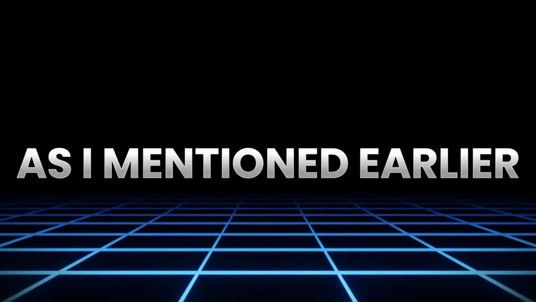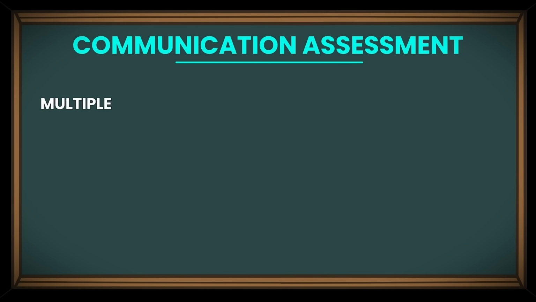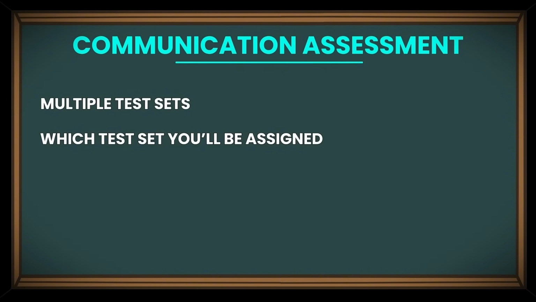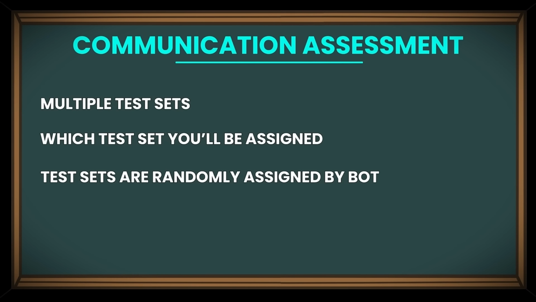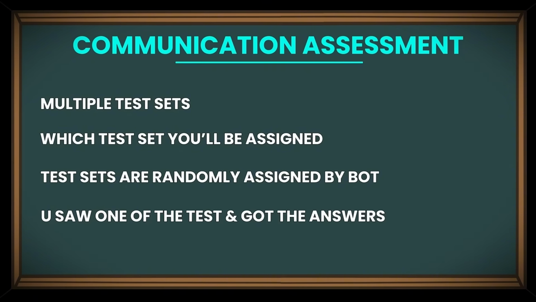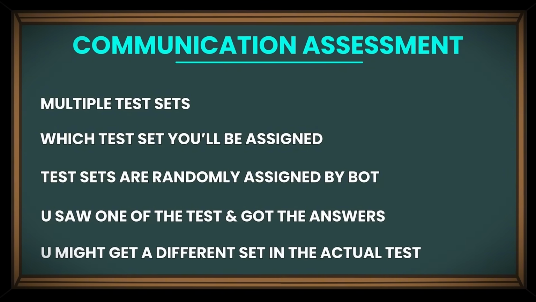As I mentioned earlier, communication assessment has multiple test sets, and you never know which test set you'll be assigned in the actual test. Actually, these test sets are randomly assigned by the bot. In this video, you saw me attempting one of the test sets and learned all the correct answers. But what if you get a different test set in the actual test?